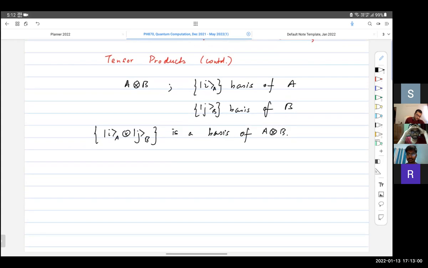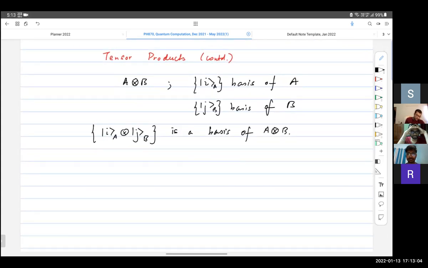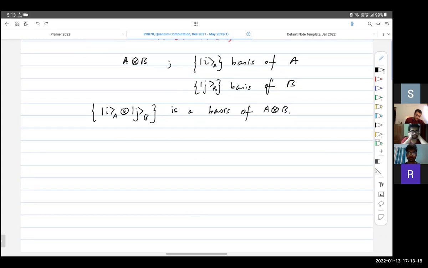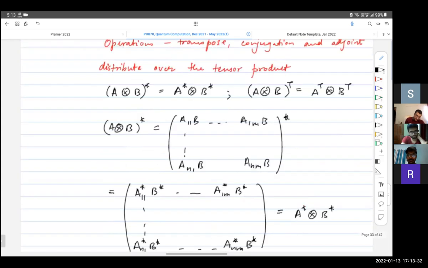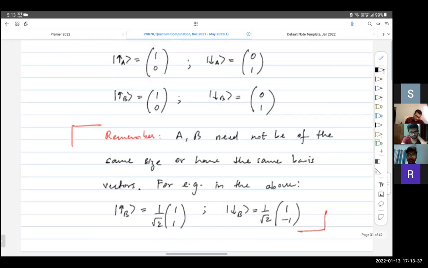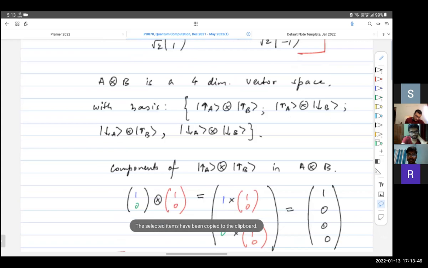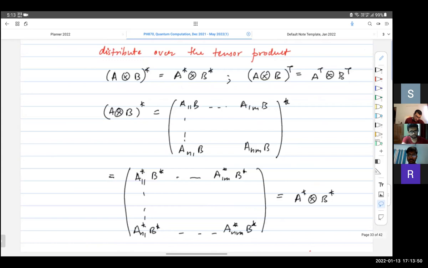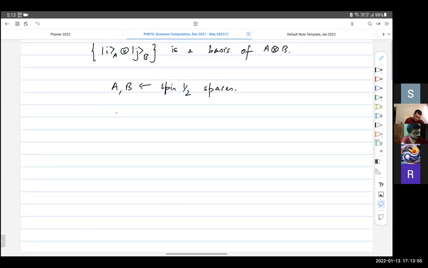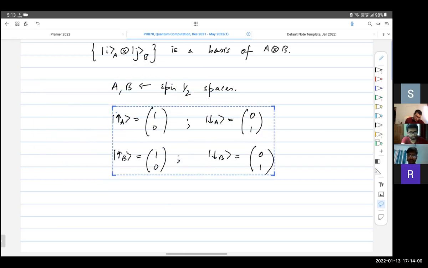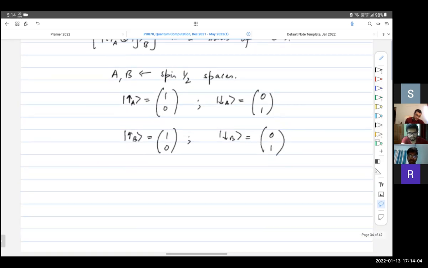Now a few more things are needed. Again, like before, we look at two spin one half states or spaces. Okay, so they are both two dimensional, and as I discussed, we will make use of this basis. Okay. Right. So these are our basis states.